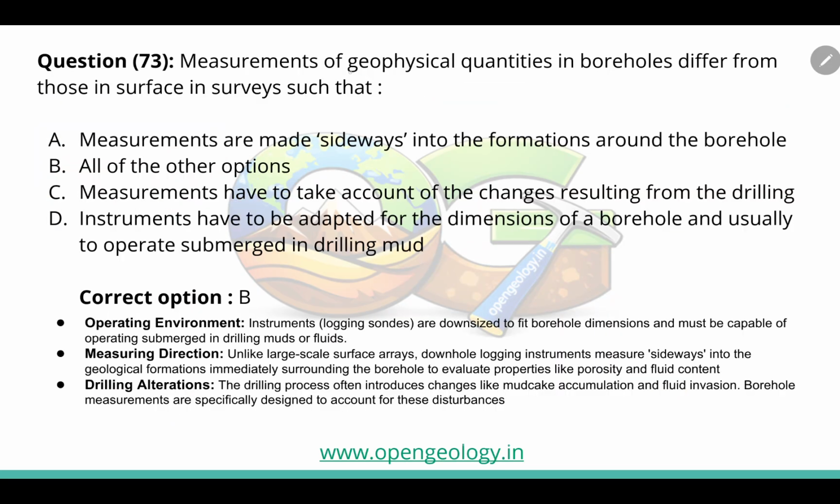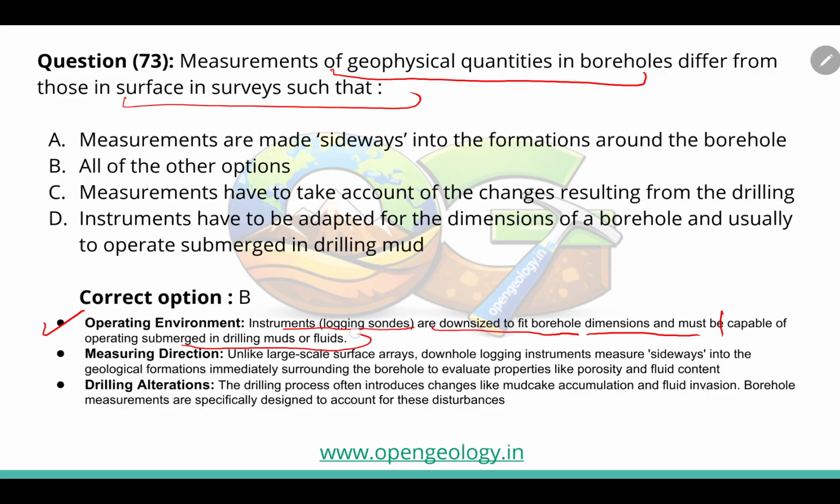Then another question is, measurements of geophysical quantities in boreholes differ from those in surface surveys. So what are those quantities and how do they differ? All of these are different, like the operating environment. The logging instruments, when we go downward in the borehole, must be capable of operating submerged in drilling mud or fluid. So the borehole will have drilling mud and fluids, and the instrument must be able to measure in that situation. There must also be a measuring direction.